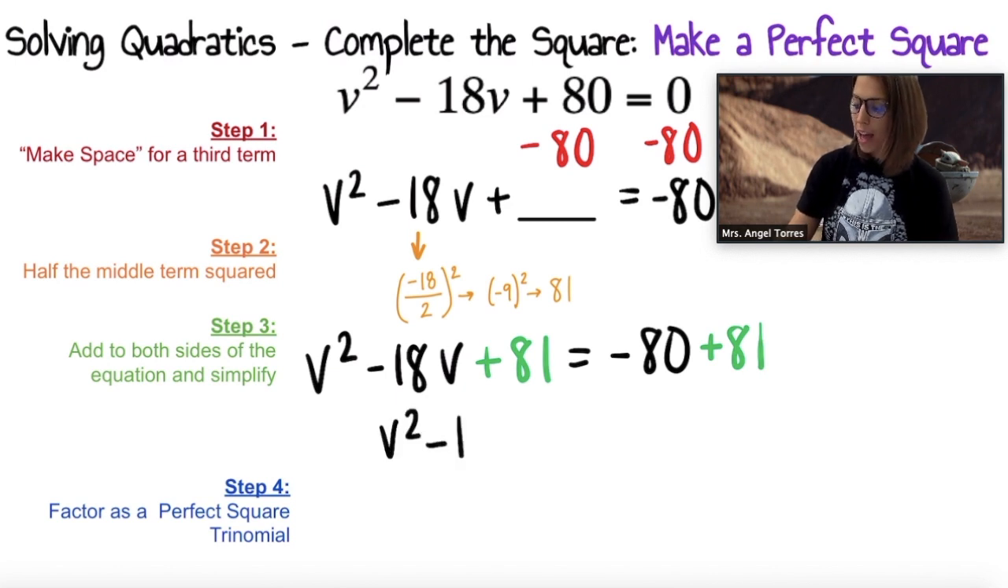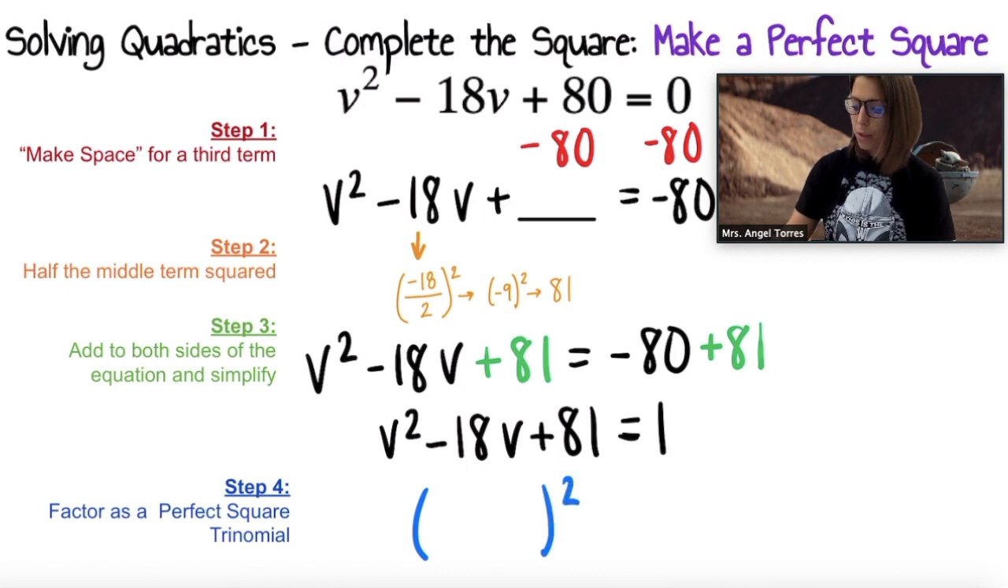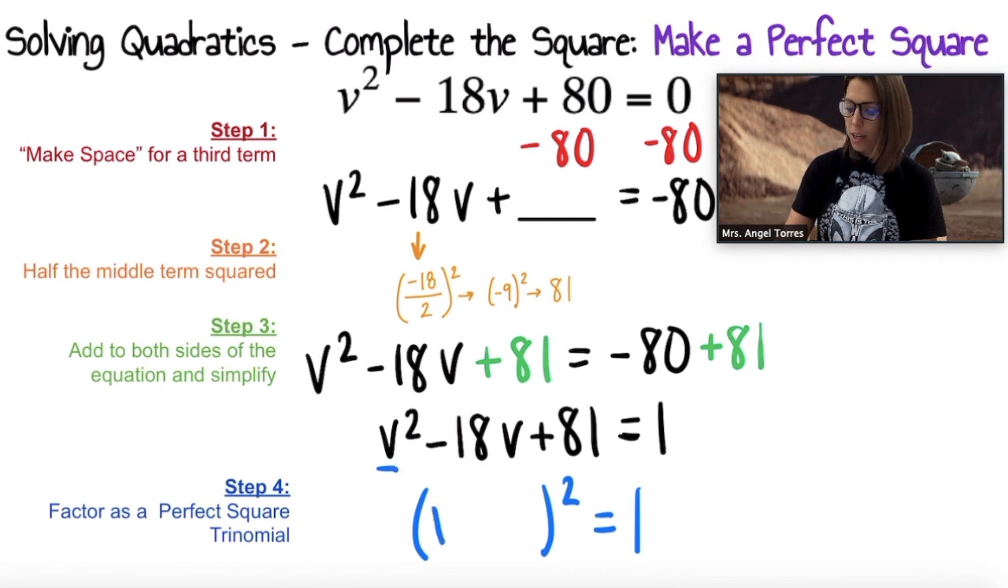After simplifying, we have v squared minus 18v plus 81 equals 1. So did we make that a perfect square trinomial? Well, let's see. The square root of v squared is v, the square root of 81 is 9, or negative 9, and negative 9v plus negative 9v is negative 18v. So since this is now a perfect square trinomial, we can factor it as a perfect square. Set up my binomial square and finish off the rest of my equation. The square root of v squared is v. The square root of 81, that will also make this subtraction, is negative 9.